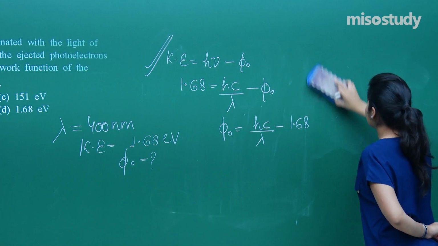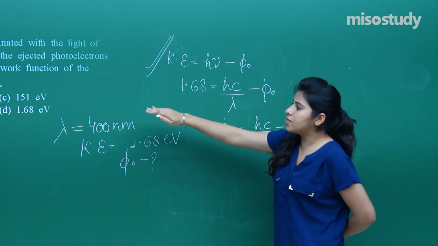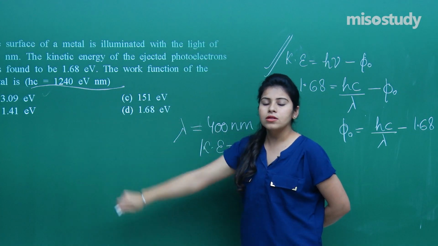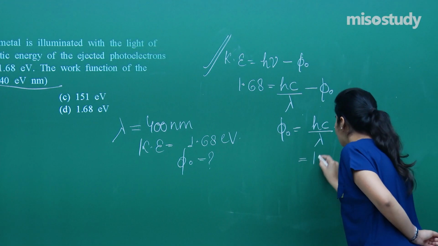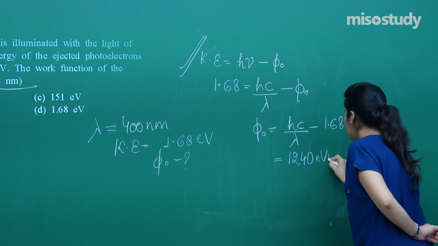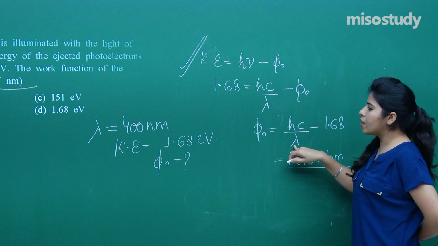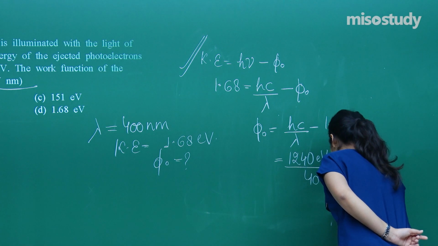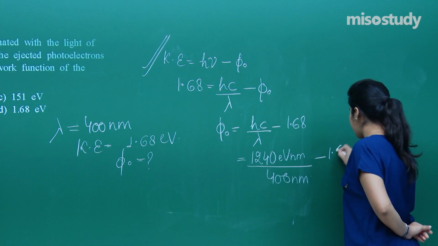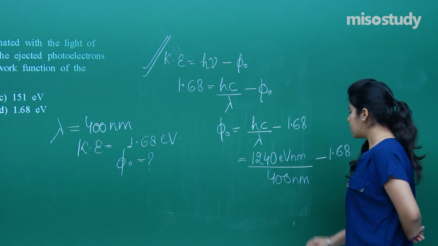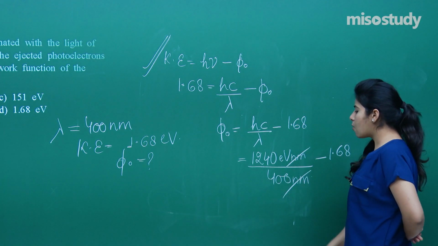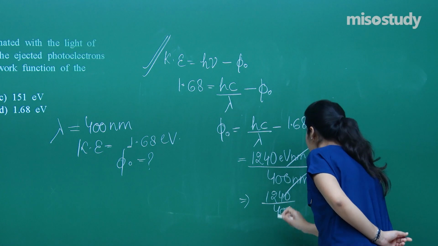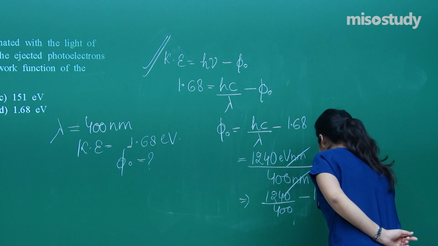Now what you can see here, the value of hc has been given, that is 1240 electron volt into nanometer. So let me write this value, 1240 electron volt into nanometer divided by the wavelength. Wavelength is 400 nanometer. Now you have to subtract 1.68 from this. The nanometer cancels. Now I have 1240 by 400 minus 1.68.